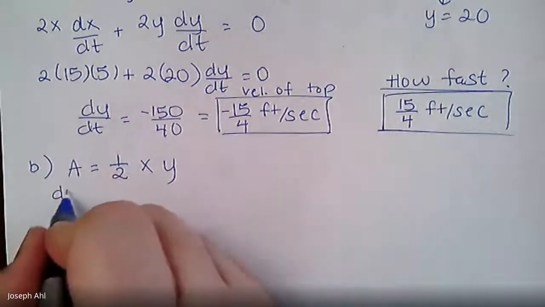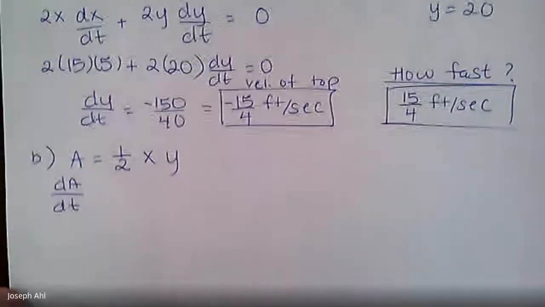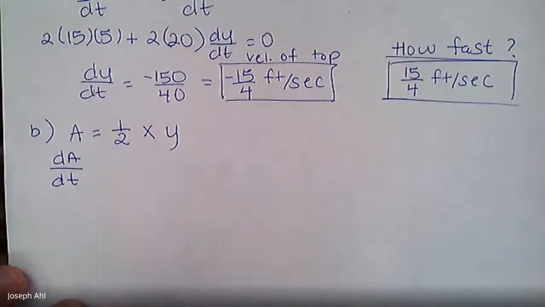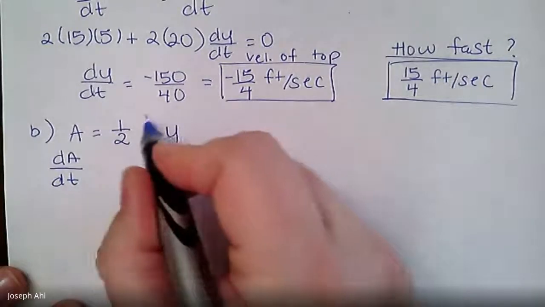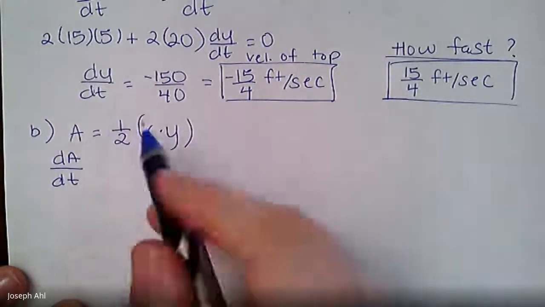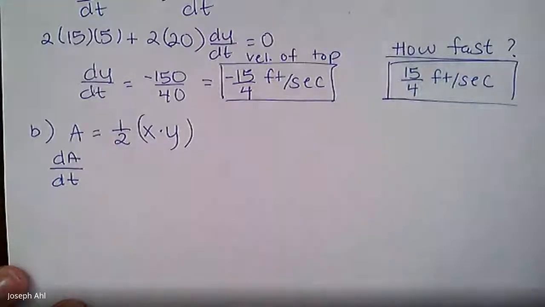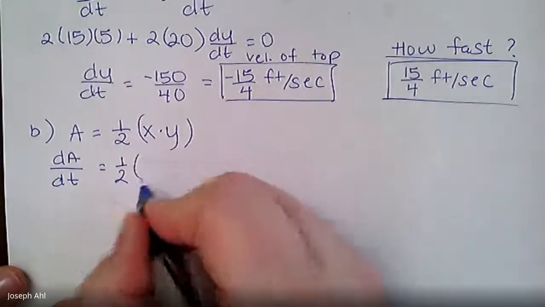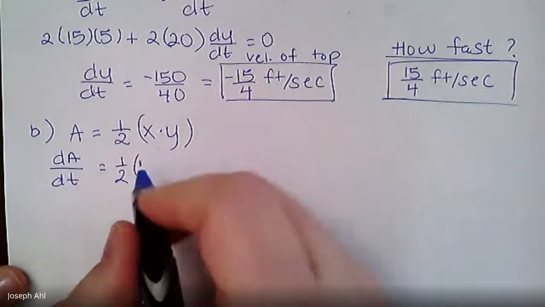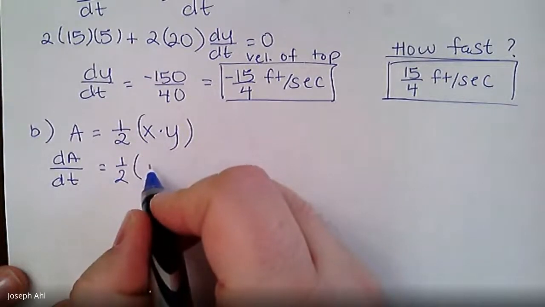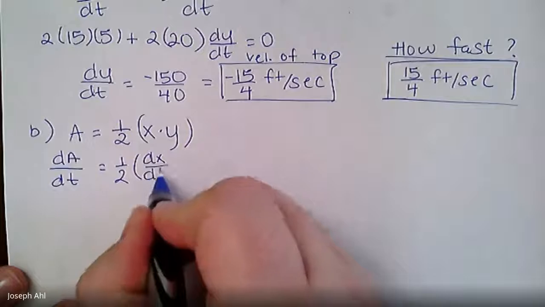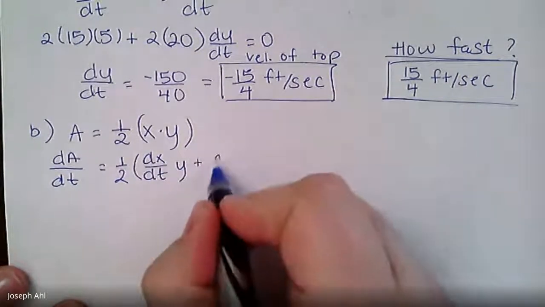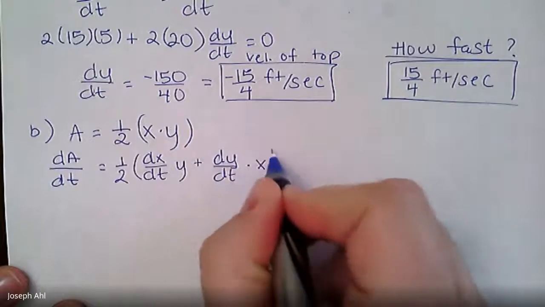So if we want to find the rate at which the area is changing with respect to time, dA/dt, we're going to take the derivative of this side, and hopefully we're going to apply some product rule there for the quantity x times y. You can attach the 1/2 to the x when you do product rule, or you can just leave the 1/2 out front the whole time. So if you take the derivative here, the derivative of x is just dx/dt times y, plus the derivative of y is dy/dt times x.